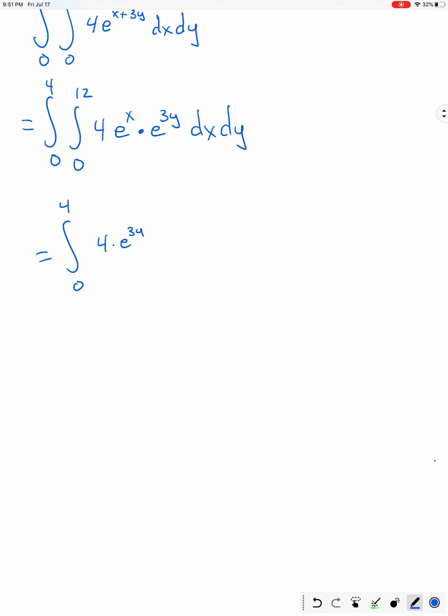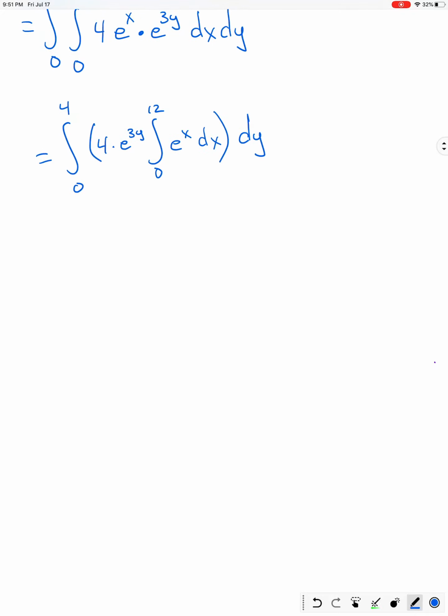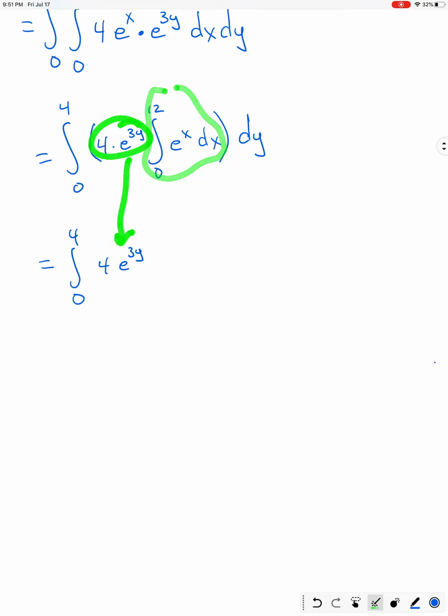So that would be 4 times e to the 3y. Those are constants, and I'm going to pull the constant outside the integral of 0 to 12 of e to the x dx. That's what I'm working with on the inside, and then I still have this dy from the outside of the iteration. Now I need to find the antiderivative of e to the x. These constants I just recopied.